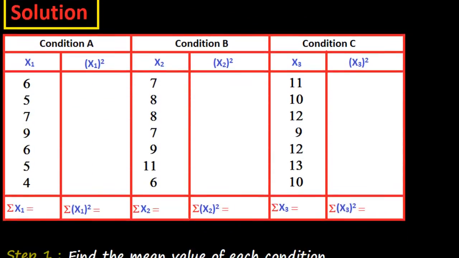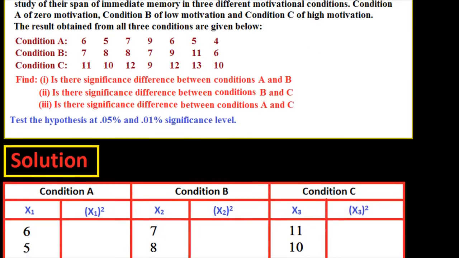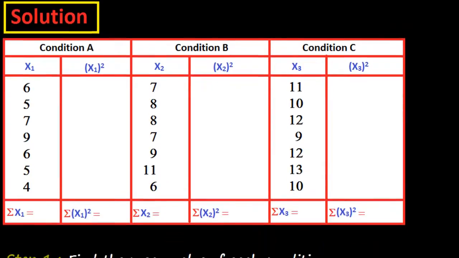First we make 3 big columns here: condition A, condition B and condition C. Then we divide each column into sub columns, one for x1 and the second for x1 square. Here also x2 and x2 square, x3 and x3 square. The condition A values given in our question are 6, 5, 7, 9, 6, 5, 4. We have to write these down. Similarly, we write down the condition B values for x2 and the condition C values for x3. So we will write in this way.